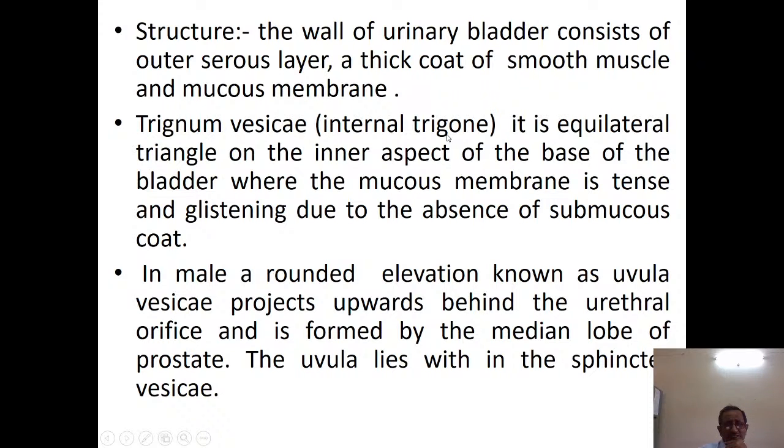Trigonum vesicae, that is the internal trigone, is an equilateral triangle on the inner aspect of the base of the bladder, where the mucous membrane is tense and glistening due to the absence of submucous coat. In the male, a rounded elevation known as the uvula vesicae projects upwards behind the urethral orifice and is formed by the median lobe of the prostate. The uvula lies within the sphincter vesicae.